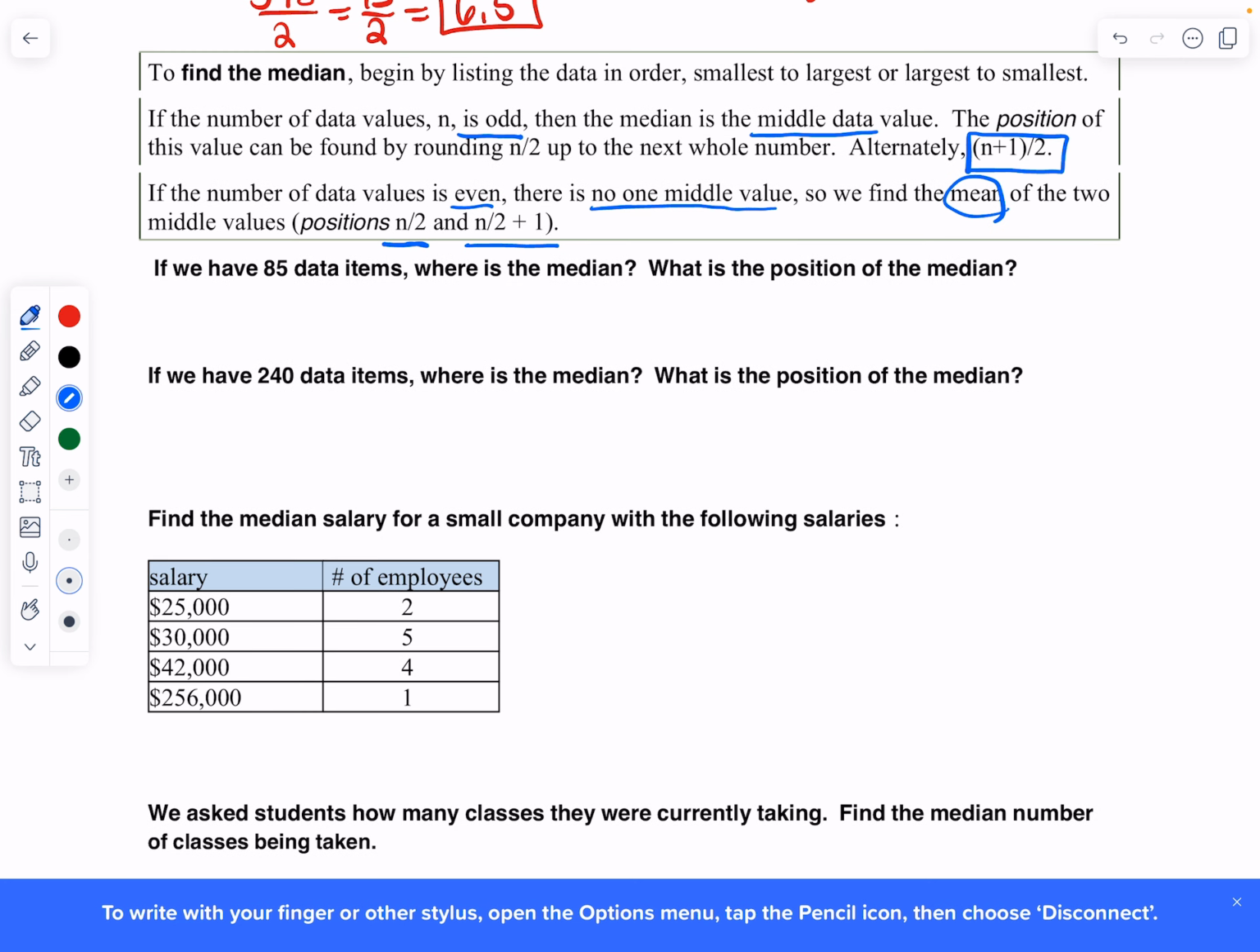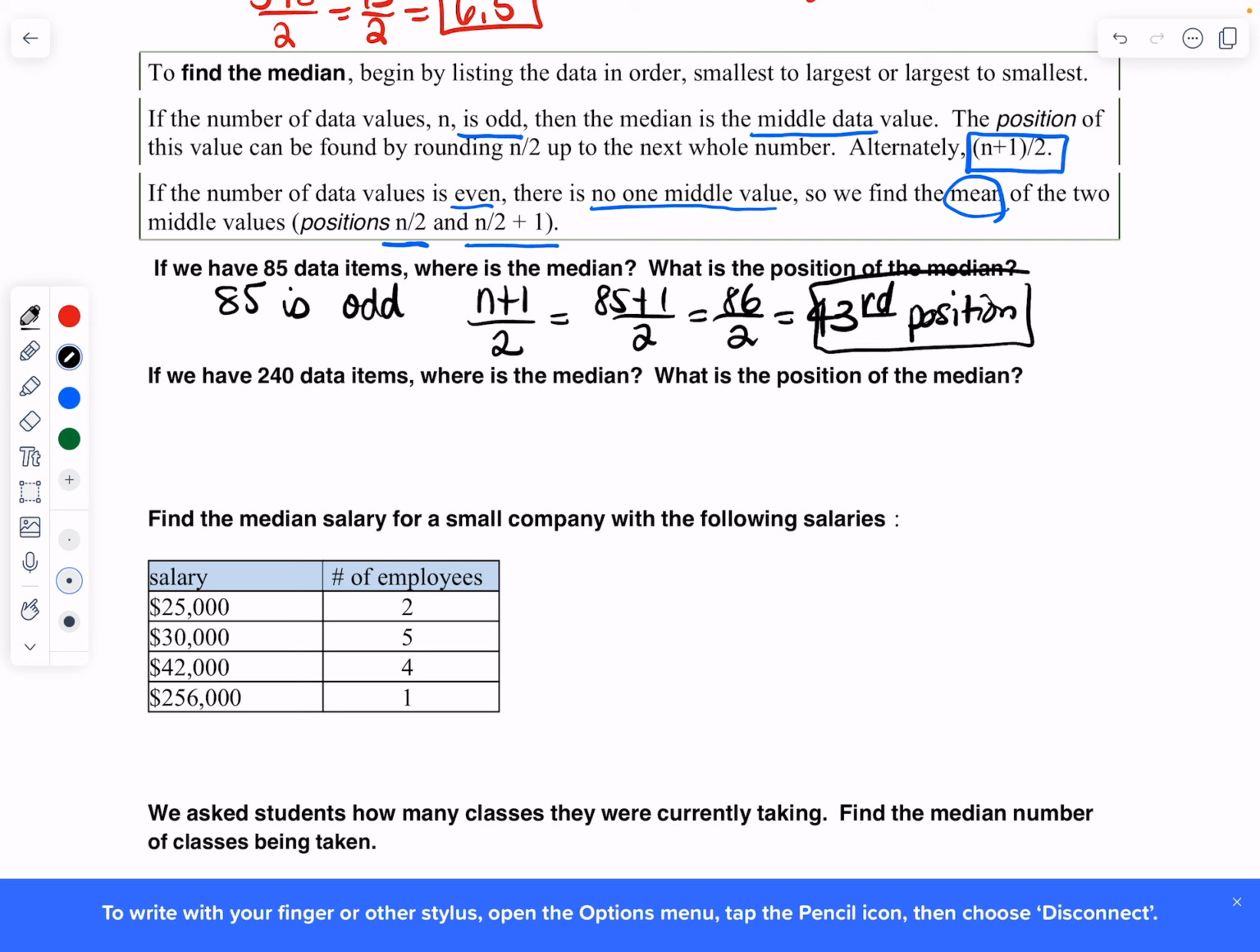If we have 85 data items, where is the median? It's asking me basically what's the position of that middlemost score. So 85 is odd. All I have to do is take n plus 1, the number of data points plus 1, and divide that by 2. So 85 plus 1 divided by 2, we get 86 divided by 2, which is 43. So the 43rd position of that data set will give us the median.